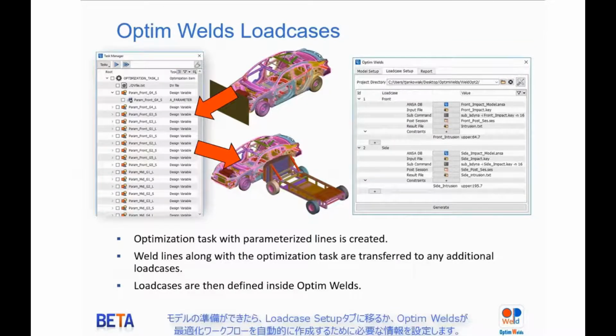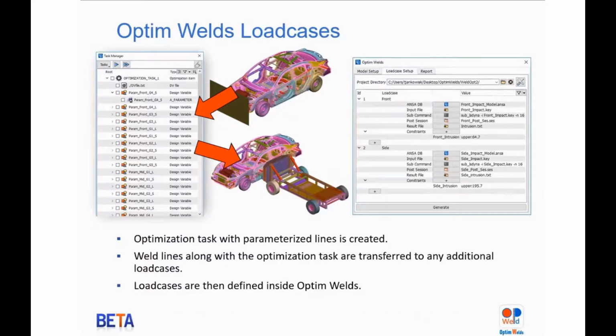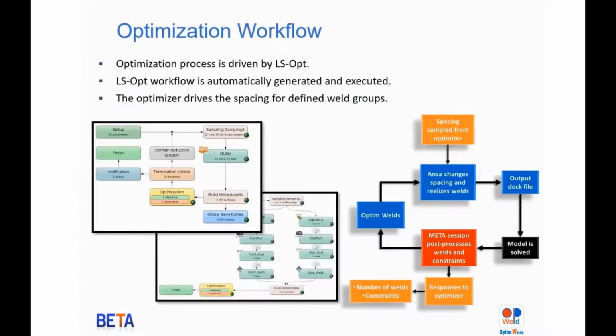With the models prepared, we can then move to the load case setup tab, where we provide the information needed for OptimWelds to automatically create the optimization workflow. The workflow begins with LSOPT providing line spacing values for each of the created groups. ANSA will take those values as input, create the welds according to this distribution, then output the mesh file.